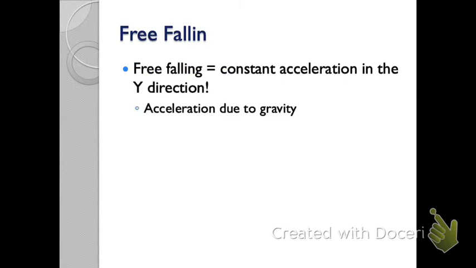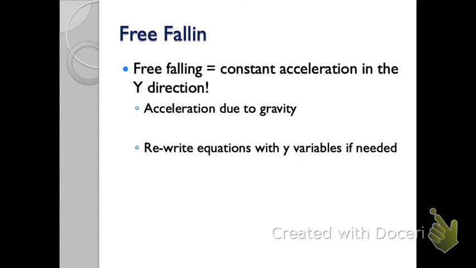Okay? So if we're free falling, we've got constant acceleration in the y direction. That's the reason we can use our kinematics equations, right? Because we have constant acceleration, and that acceleration is due to gravity, so negative 9.8. Okay, if you like to rewrite the equations with y variables, you can. I'm going to leave that up to you. So what that means is that our equations will look the same, except we'll have y instead of x.